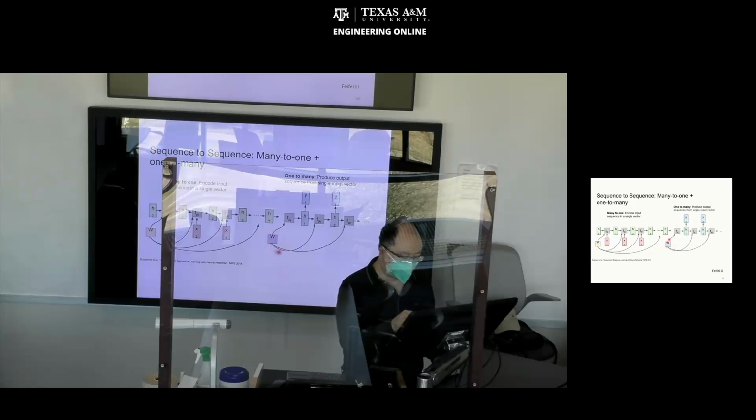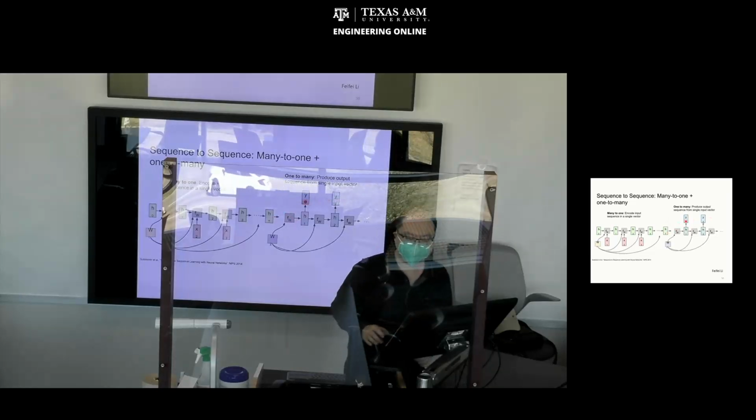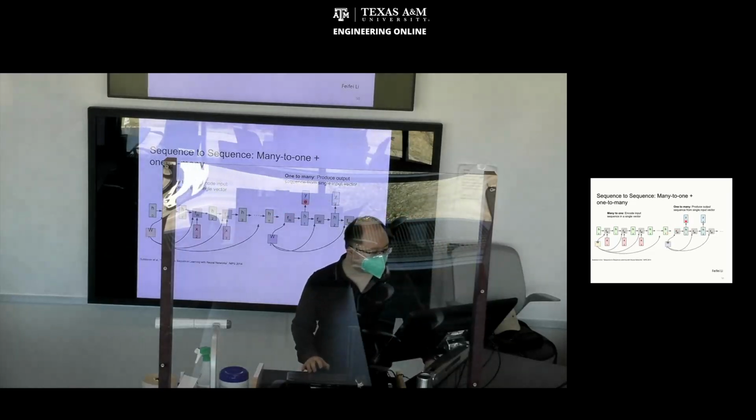For instance, this is the single input. Where is my x? Where's h0? I think x1 should be fed here. Right? There should be an x fed here. And that could be an image, and then the output is a sequence.